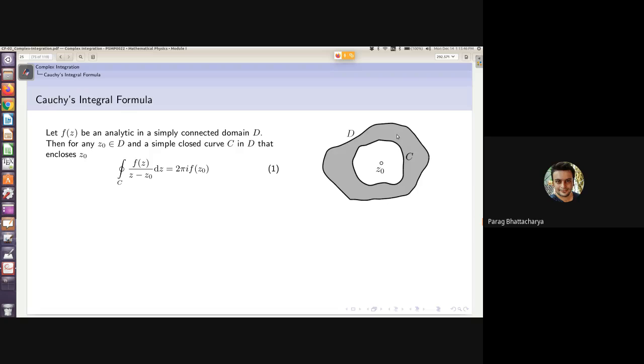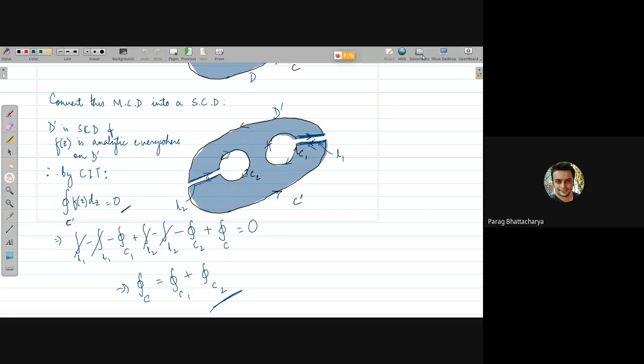Then the integral of, not the function, let's say f is an analytic function. f is analytic in this region, in fact, f is analytic everywhere within this region D. Then the closed line integral of f divided by z minus z naught is equal to 2 pi i f of z naught. Now it's a little bit tricky to understand. Let's just go to the whiteboard and see how this works.